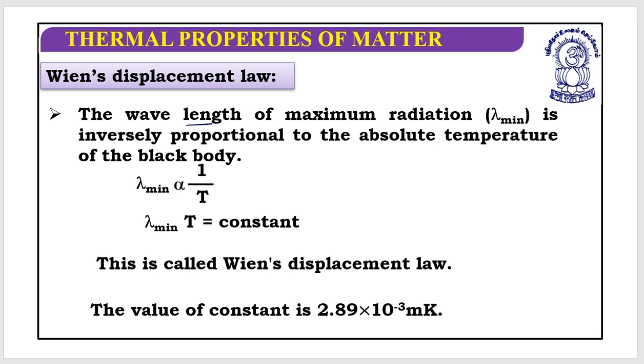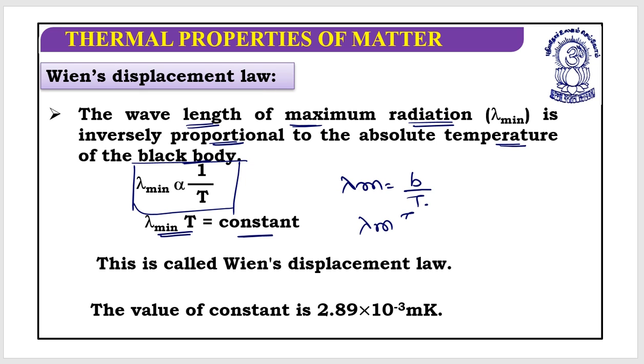It says that the wavelength of maximum radiation is inversely proportional to the absolute temperature of a black body. So this could be written as lambda is inversely proportional to 1 by T, or I should say lambda into T is equal to a constant. This could be written as lambda m into T is equal to b. This is called Wien's displacement law.